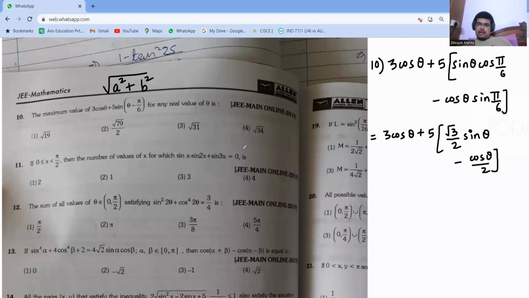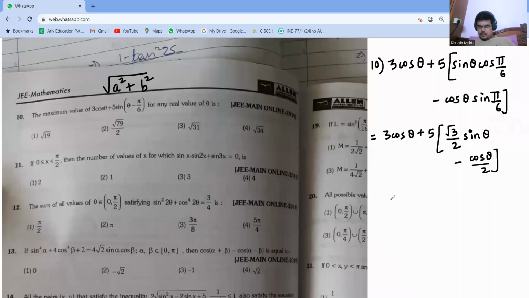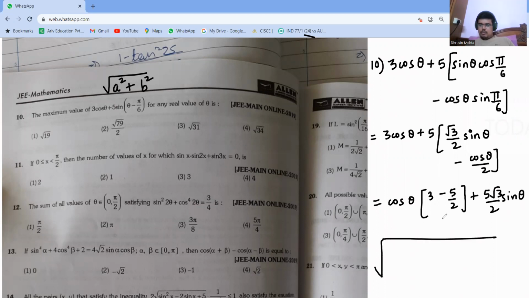Complete this, guys. Tell me the final answer. See, if we take cos theta common, we will get 3 minus 5 by 2, and then we have 5 root 3 by 2 sin theta. So Trisha, Muskan, the maximum value will be the root of this square. Now this is, sir, actually option A, 1 by 4, plus 75 by 4, which is root 19. Yes, root 19 will be correct.